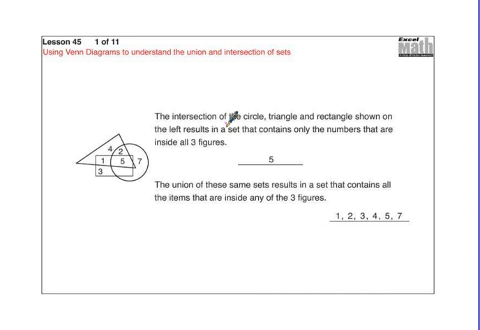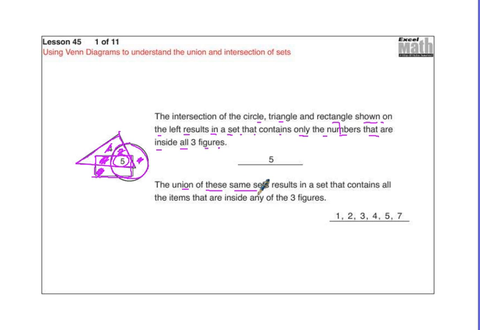Okay, the intersection of the circle, triangle, and rectangle shown on the left results in a set that contains only the numbers that are inside all three figures. So you see the triangle here, and so the numbers that are in the triangle, all those. Then if I put the circle in, these two numbers are not inside the circle. And then if I add the rectangle in, this number is outside of the circle and the triangle, and so the only number, these are in the circle but not in the rectangle too. And the only number that's left in there is the 5. That number is in all three shapes.